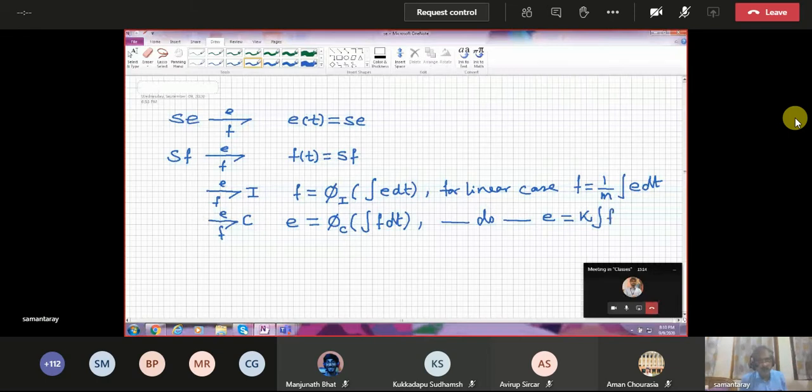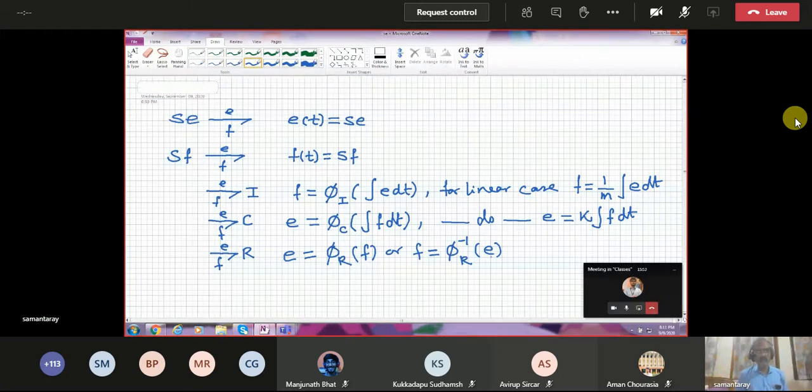Likewise, we have resistive type coupling. In this, there is no integration involved. That means you can write E is some function of R type directly of F, or F is the inverse of that particular function of effort. So that is the difference.